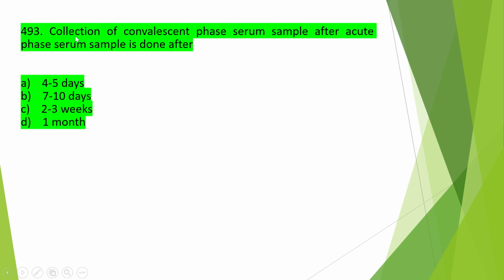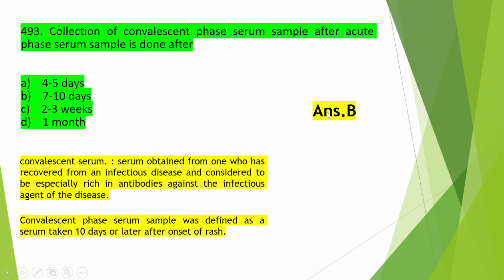So move on to the next: collection of convalescent phase serum sample after acute phase serum sample is done after 4 to 5 days, 7 to 10 days, 2 to 3 weeks, or 1 month. So the answer is option B, that is 7 to 10 days.